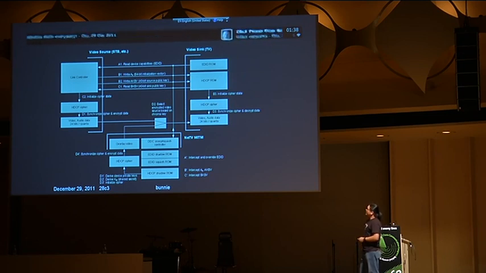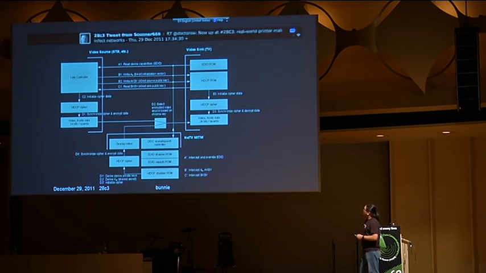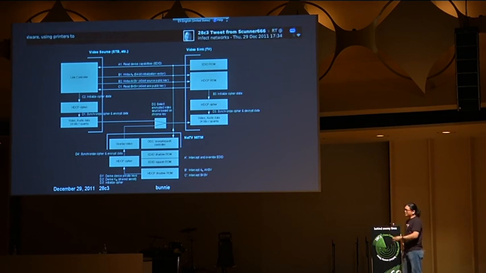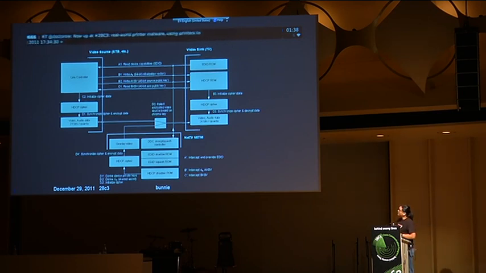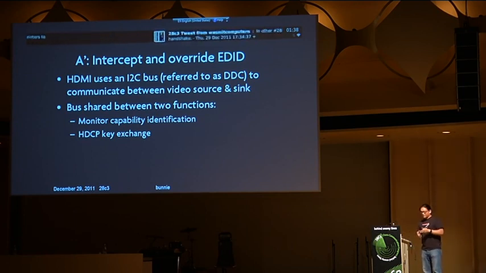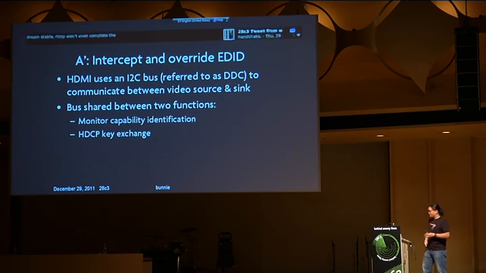The first thing we do is, well, this is interesting, we read the device capabilities. Actually, not what we do; what the set-top box does is it queries the monitor and says, hey, monitor, what are you capable of doing? So we'll talk about that step first. This one is important to man-in-the-middle also, because it's a single bus called DDC. It's basically I2C over HDMI, and it's shared between two functions, the monitor capability identification and the key exchange itself.